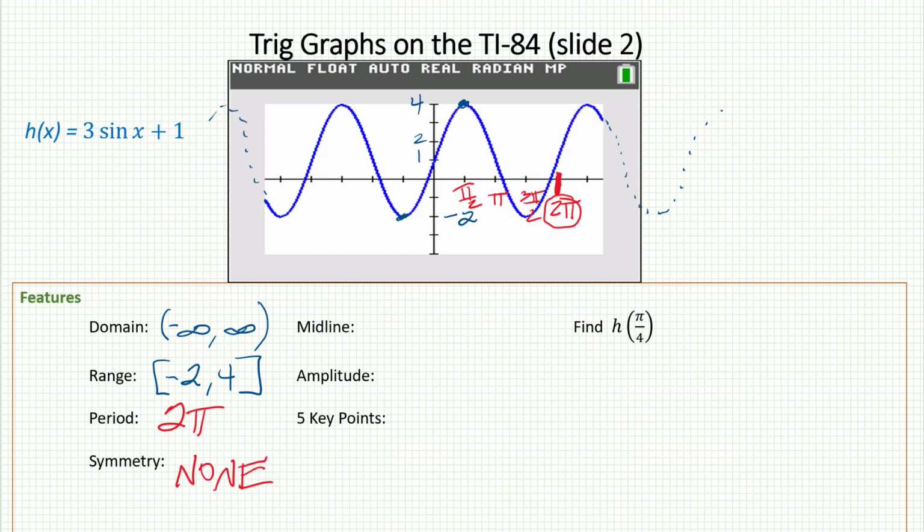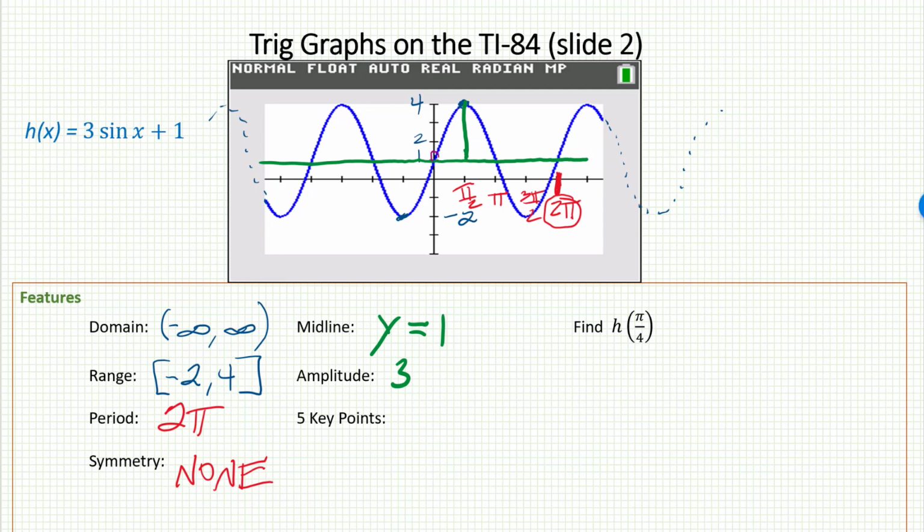How about the midline, that horizontal line that cuts the graph in half? Well, the top of the graph is 4, the bottom is -2. That's a total distance of 6. Half of 6 is 3, so I'm thinking it must be 3 away from those high and low spots. In a sense, I thought about the amplitude to figure out the midline. The midline is the horizontal line y equals 1, and then the distance from the midline to the top, from 1 to 4, would be 3. So the amplitude is 3.